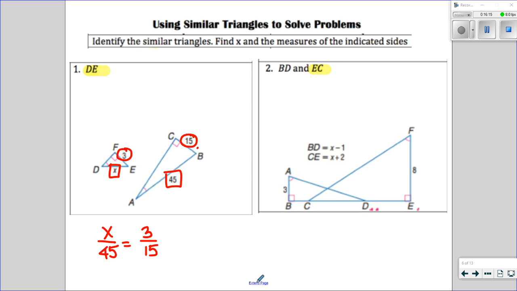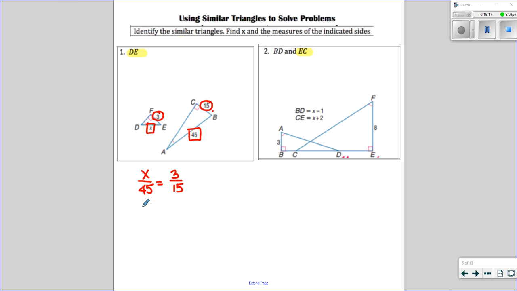And now you cross multiply, so 15x, and then 45 times 3 gives you 135. And that will give you 9. x equals 9.